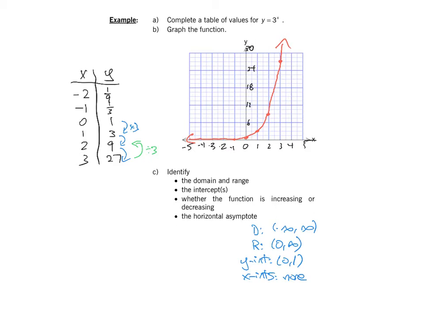Whether the function is increasing or decreasing, well, the function is increasing. And what's the horizontal asymptote? Horizontal asymptote is at y equals 0, otherwise known as the x-axis. And that takes care of that example. We'll move on to the next question.